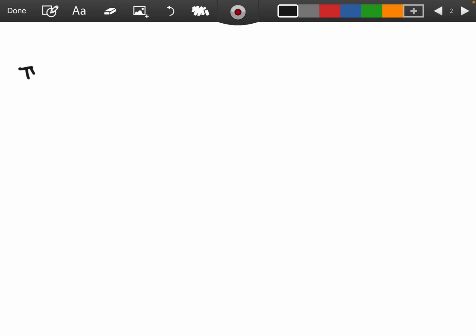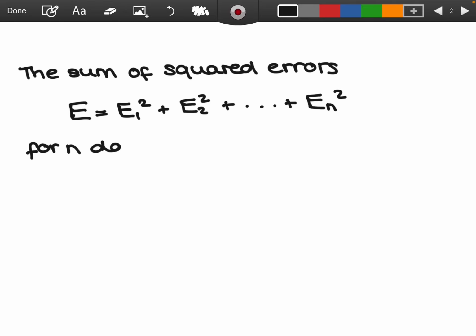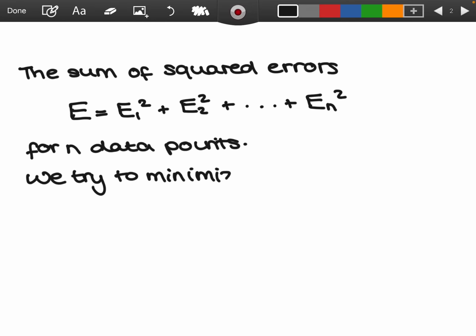So the sum of squared errors is denoted by a value E, which is just the sum of the squared values of these E sub I's. This is for if you had n data points. So in our last example, we had 3 data points. And the point is, we try to minimize this value E to find the line that best fits the data.